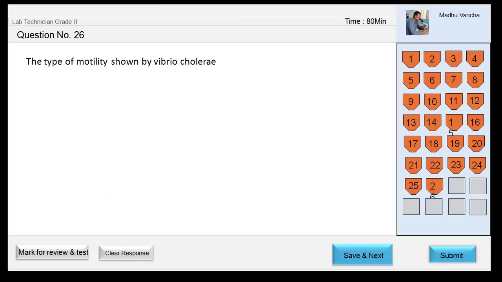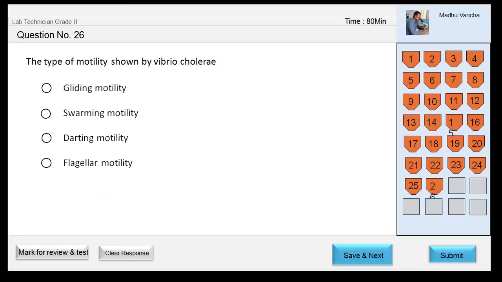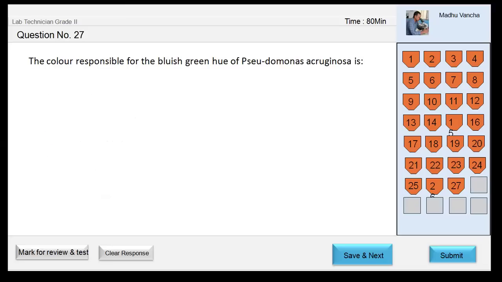Next question, the type of motility shown by Vibrio cholerae. Option A, gliding motility. Option B, swarming motility. Option C, darting motility. Option D, flagellar motility. Here the right answer is darting motility. So Vibrio cholerae has a darting, or characteristic vibratory, motility. The name Vibrio comes from vibratory motility. Vibrio cholerae has a single polar flagellum.